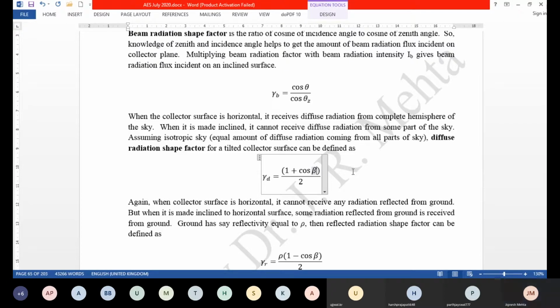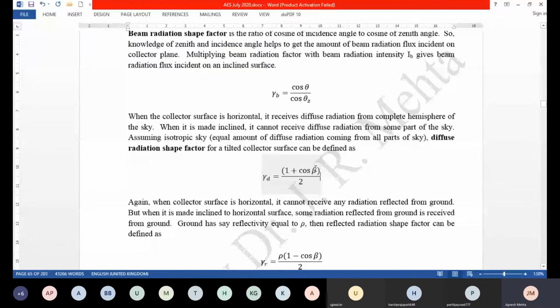Now when you make the collector inclined, your collector cannot see the sky behind it. So your beta now is not equal to 0. The cos beta value would start decreasing, and your gamma d value will also be less than 1. So when you are making the collector inclined, you are sacrificing some part of the diffuse radiation.